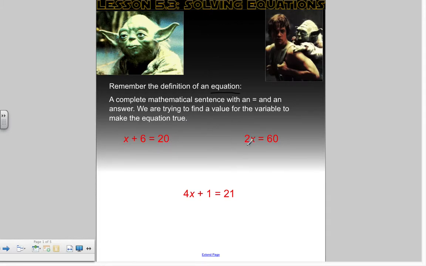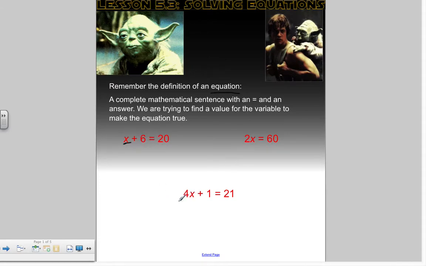So these are three examples of different equations. Notice they all have an equal sign. They have something on either side of the equal sign. And our goal is to figure out what value for x will make that sentence true. Most of the time there's one value for x that makes that true.